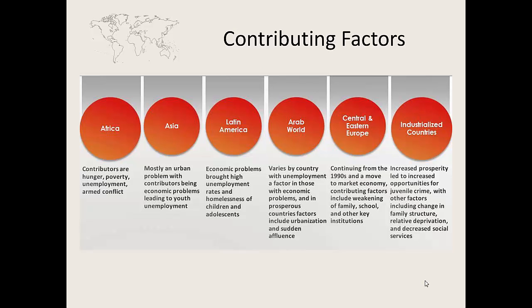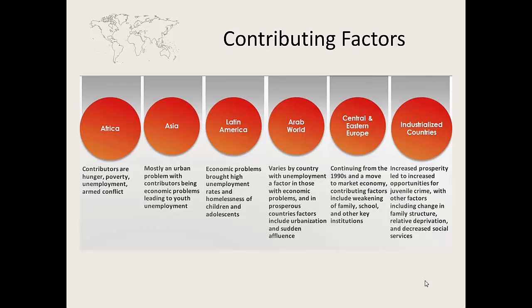So what are some of the contributing factors? Well, this is where we see a little bit of difference, but again, as we go across this, you'll see that there are some similarities as well. The factors that contribute to delinquency behavior in the United States are similar to the factors that contribute to delinquency in other places in the world. Just picking a few of these, for example, Africa, the contributors most clearly are hunger, poverty, unemployment, and armed conflict. Those are things that are not so much specific to Africa, but certainly can be identified as contributing factors to a lot of things, including juvenile delinquency.